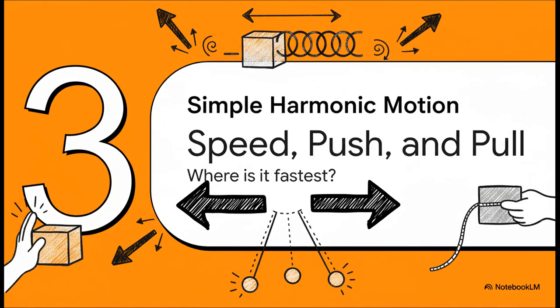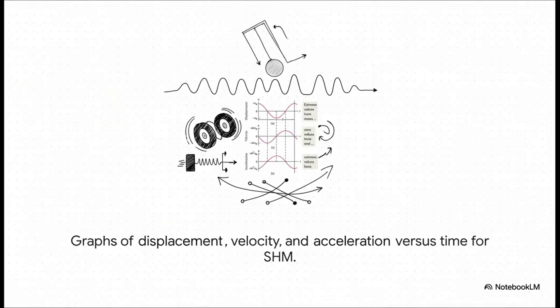Okay, so we know where the object is at any given time. That's huge. But what about how it's moving? How fast is it going? And what's the push and pull that's driving it? And wow, this right here, this is where it all comes together. This shows us how the object's position, its speed, and its acceleration are all connected in this beautiful flowing dance.